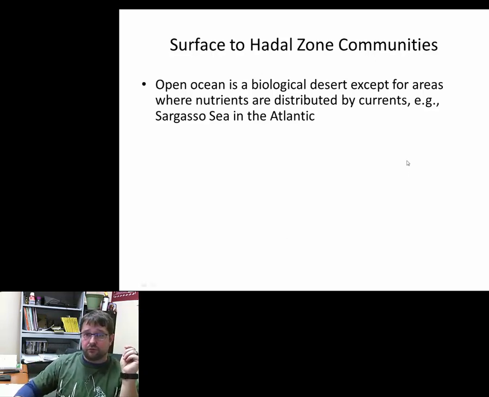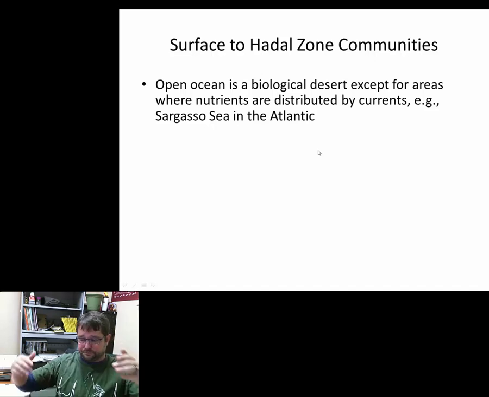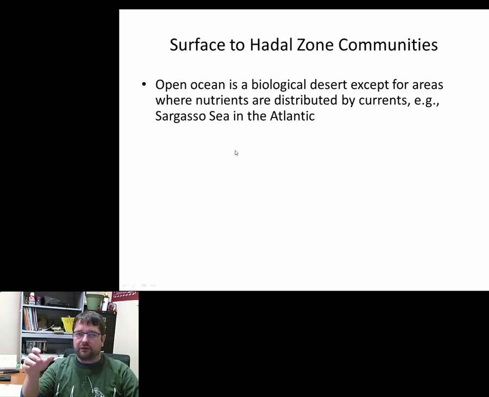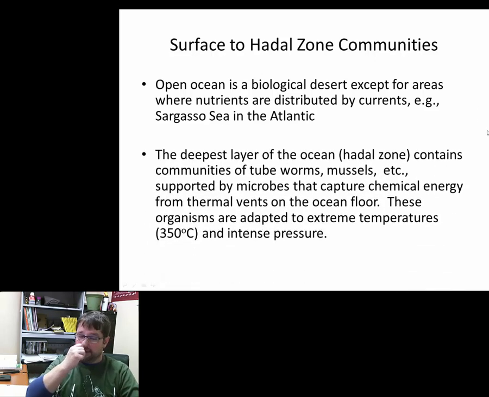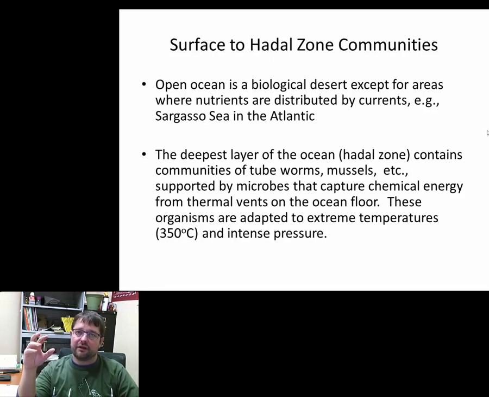But sometimes you also will find things like the Sargasso Sea, where you get these currents that can get some upwelling in these open oceans, and you get these productive zones right in the middle of the ocean. Now, another piece of the hadal zone is that the energetics doesn't have to come from photosynthesis.